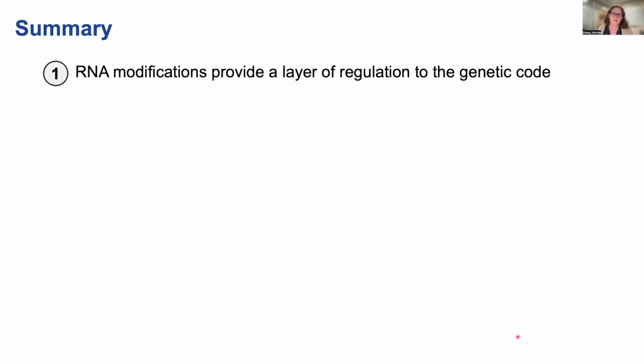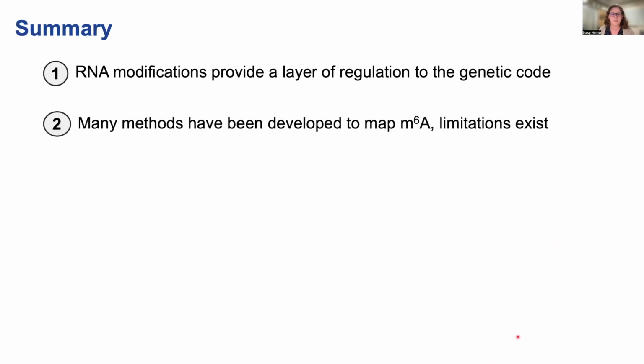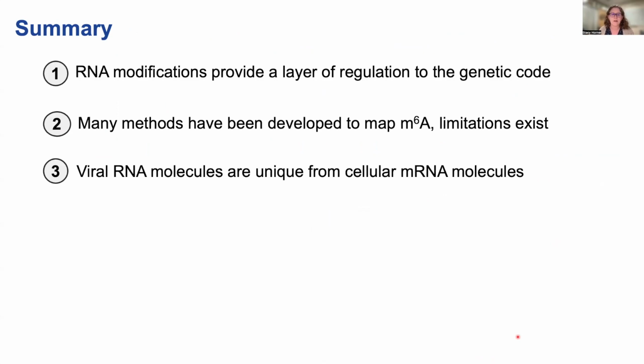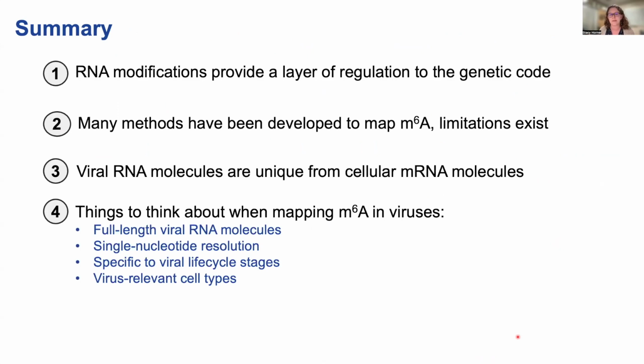Okay, so I will end by just giving you a summary. I've told you that RNA modifications can really provide a layer of regulation to the genetic code. Many methods have been developed. There are limitations. Viral RNA molecules are unique from cellular RNA molecules, and that sometimes makes mapping M6A in them a little bit more challenging.